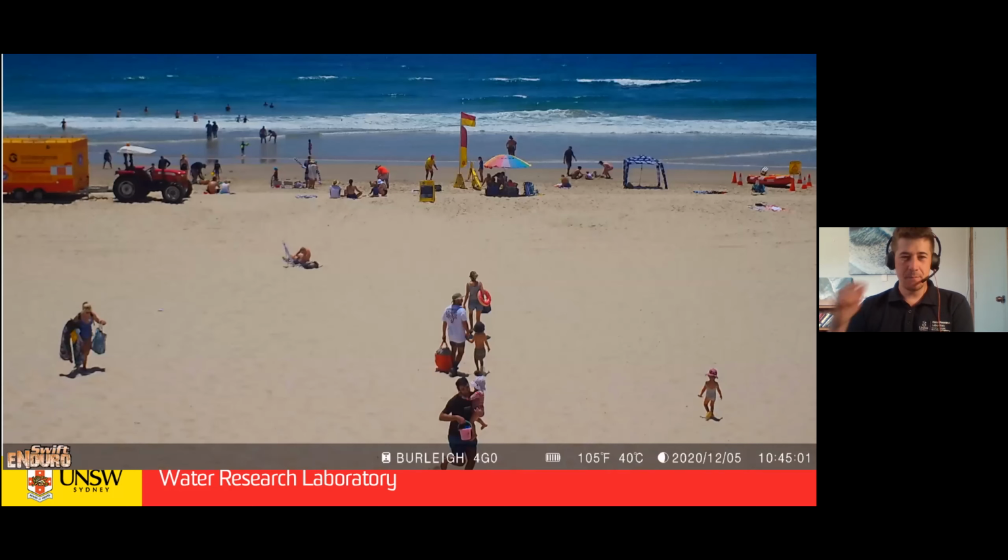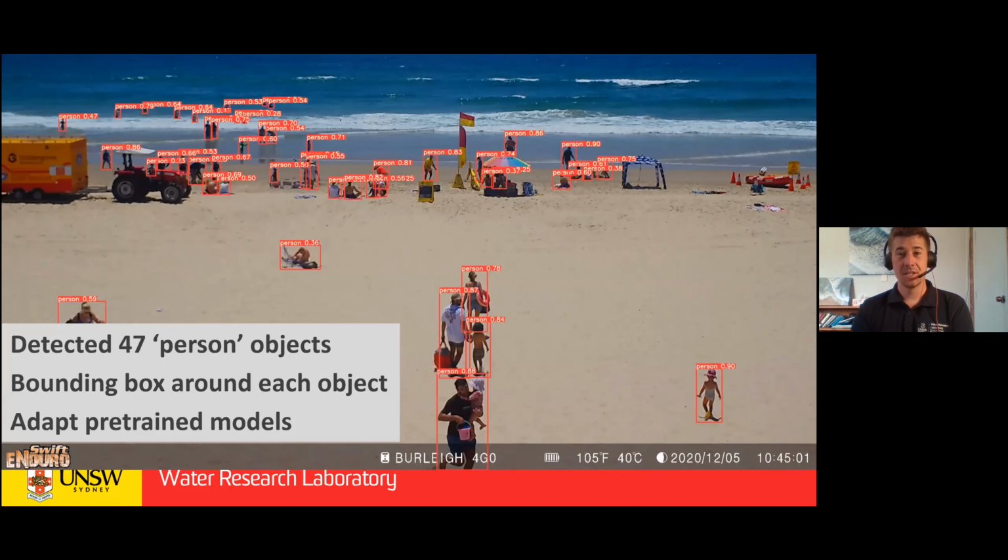So what does it mean in a beach context? So here's an example of an image taken from one of our low-cost camera systems up on the Gold Coast. This is at Wamberal Beach. And once you feed in a picture such as this, a machine learning model can give you an output that looks like this. So in this example, it's detected 47 different people in the image. It gives a bounding box around each object, and it also gives you a confidence score.